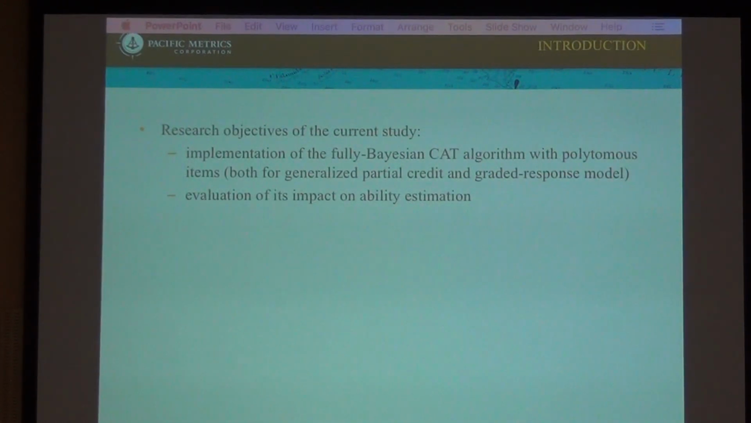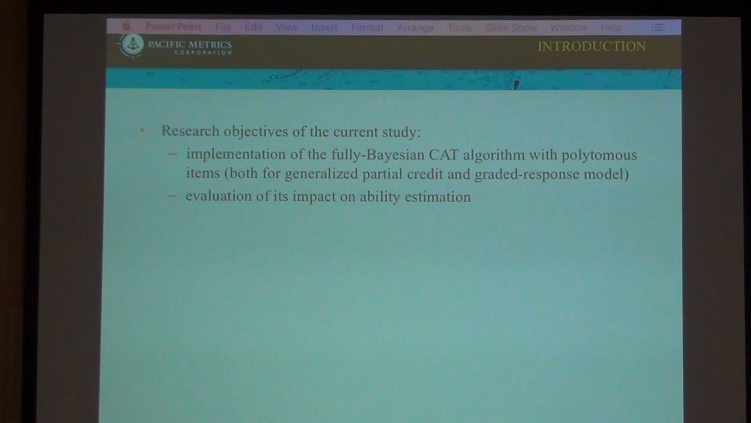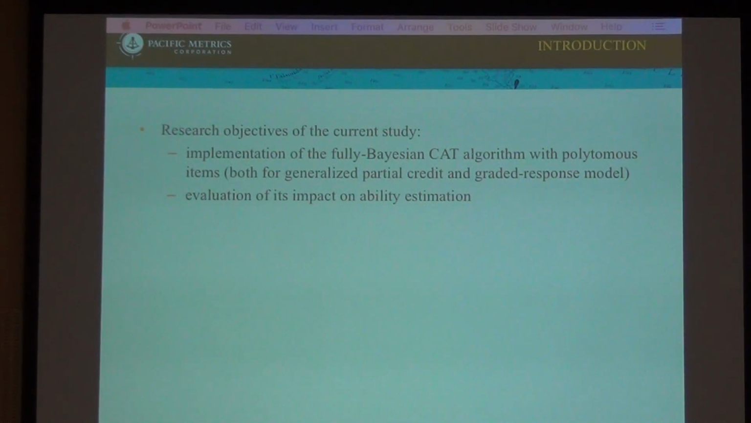So, the research objectives for our study. First, we want to implement the fully Bayesian CAT algorithm with polytomous items. And we use two models, both the generalized partial credit model and the graded response model. And we will evaluate the performance and the impact on the ability estimation.